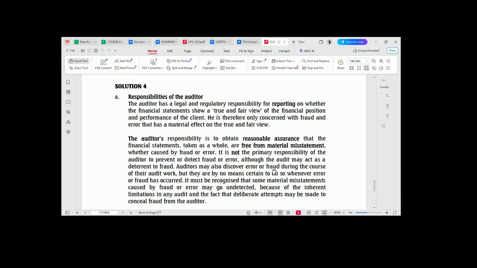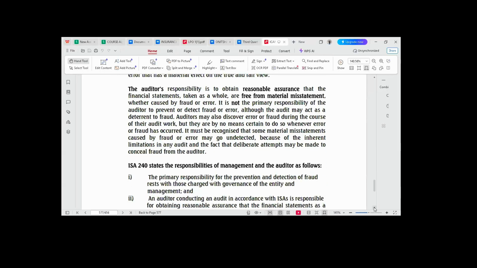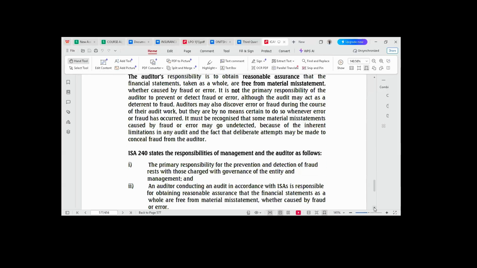Auditors may also discover fraud or error during the course of their audit work, but they are by no means certain to do so, whether errors or fraud has occurred. It must be recognized that some material misstatements caused by fraud or error may go undetected because of inherent limitations in any audit, and the fact that deliberate attempts may be made to conceal fraud from the auditor. All right, that's the answer to that first question. That is, the summary is that the auditor is not primarily responsible for the prevention and detection of fraud.